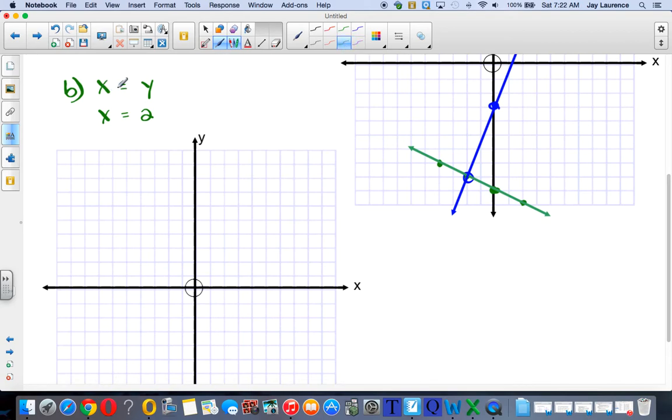Now I've got another system here. I've got x equals y. Believe it or not, this is in slope-intercept form, where the slope is going to be 1 over 1, and the y-intercept is 0, 0. It's going through the origin. So that'll be real easy to graph.